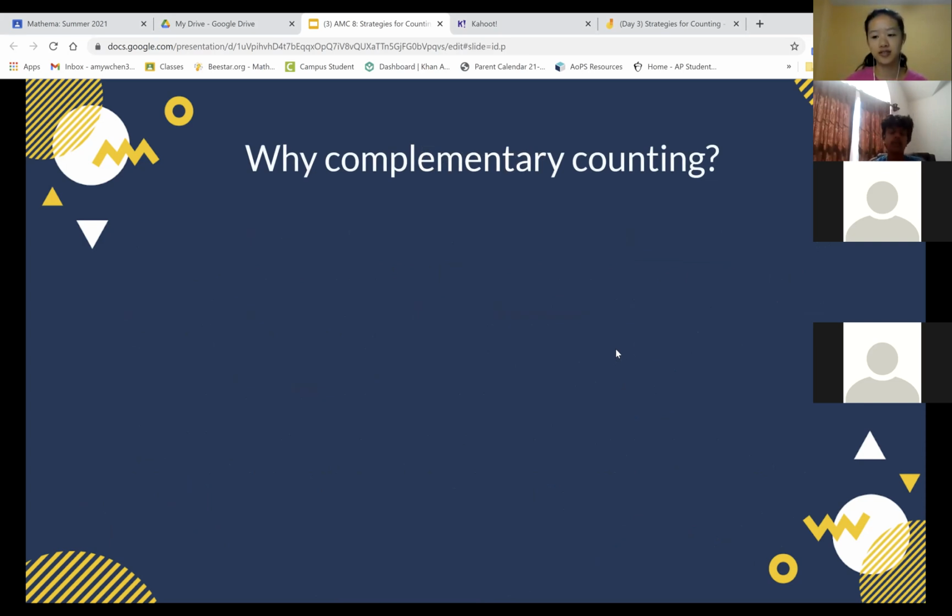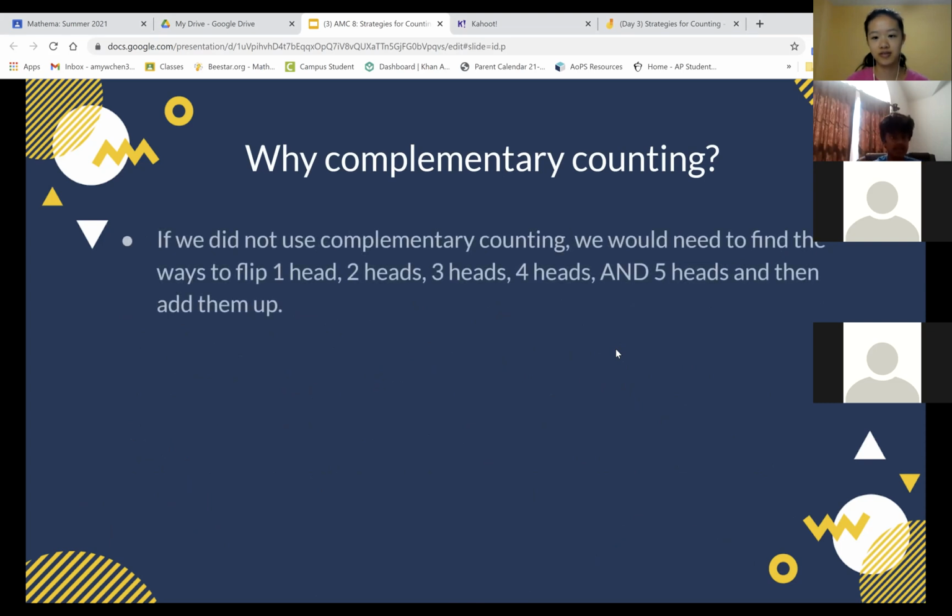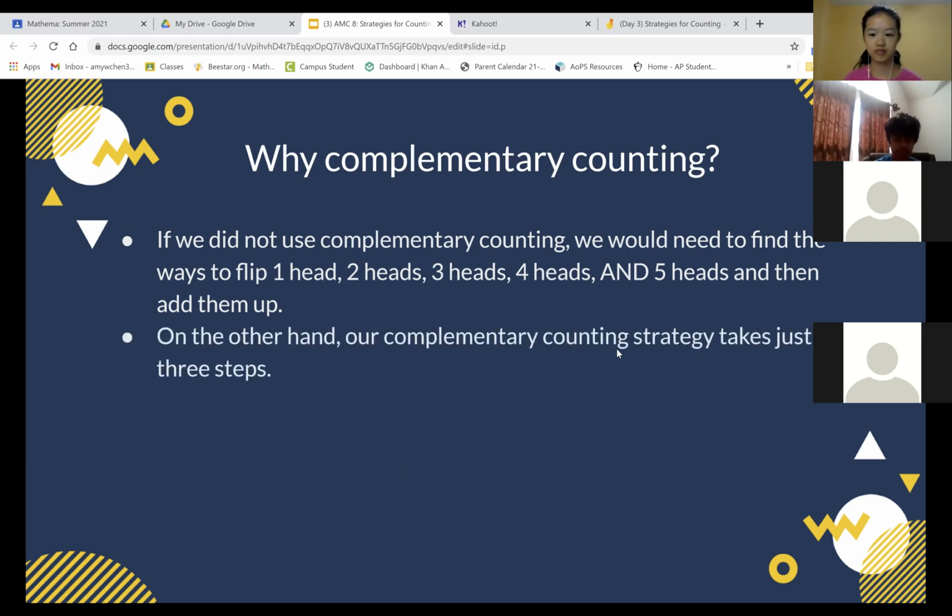So why would we use complementary counting? If we don't use it, you have to find the number of ways to get 1 through 4 heads and 5 heads, and then add all of those up, and that's just inefficient. So instead, by finding the total number of ways and the ways to flip 0 heads, and then subtracting, we get the correct answer in a really easy way. It just takes a few steps compared to the numerous steps we would have to take if we didn't use complementary counting.